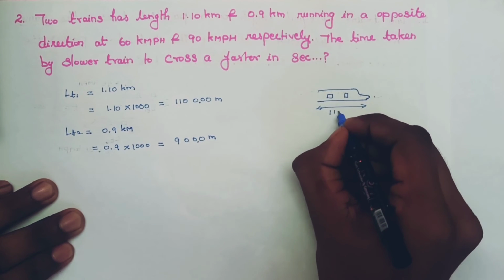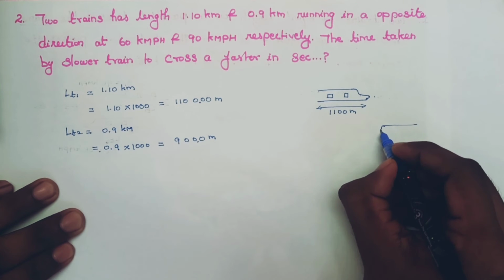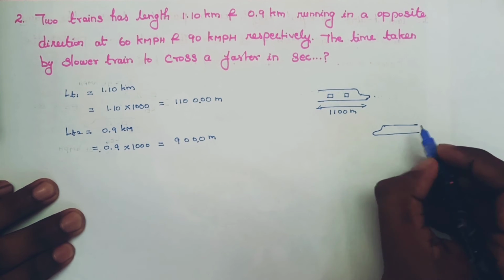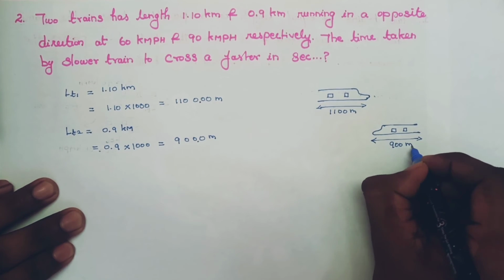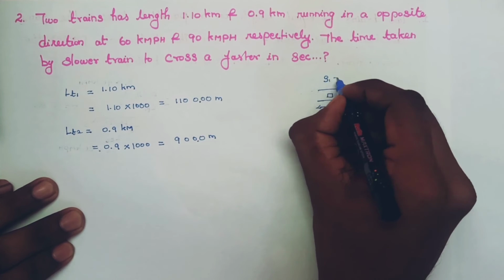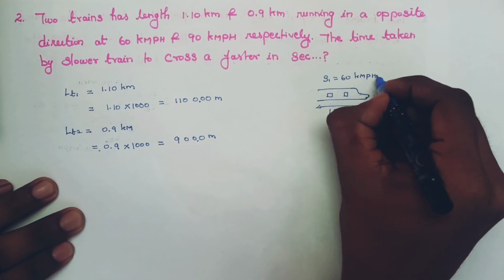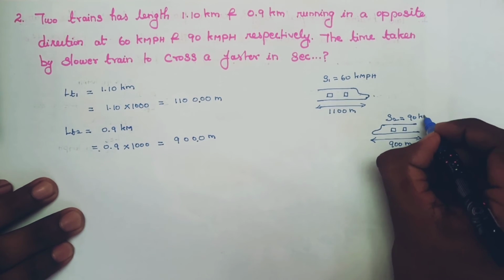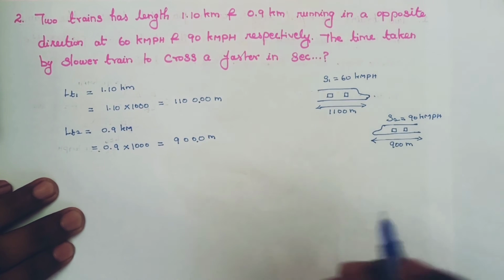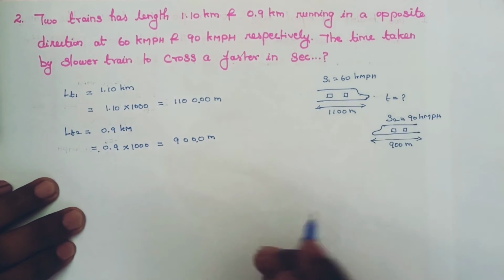Just two trains. Train number 1 has a length of 1100 meter. Train number 2 has a length of 900 meter, right? And what is S1? Speed 1 is 60 kilometer per hour, as mentioned in the question. S2 equal to 90 kilometer per hour. So we have to find the time in seconds, right?